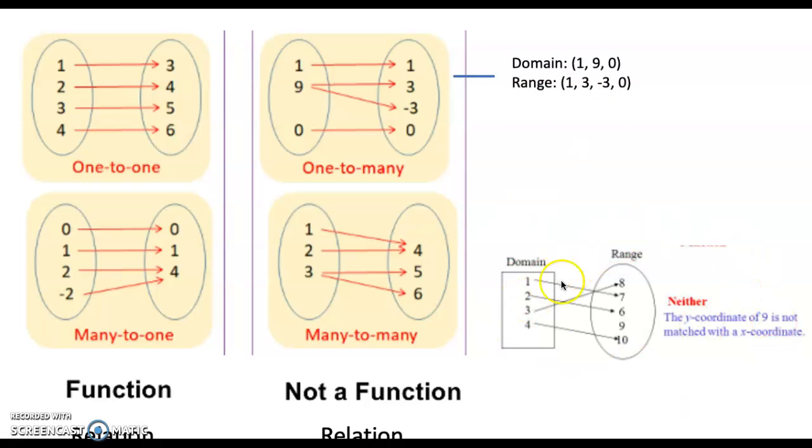Here's an example of neither a function nor a relation. Because remember how I said when you have a relation, it's a connection between all the values in the first set and all the values in the second set. Here's an example where we don't have that because 9 is not connected to any x coordinate of this first set. It's not connecting to 9. So because one of our values is left out, we do not have a relation.